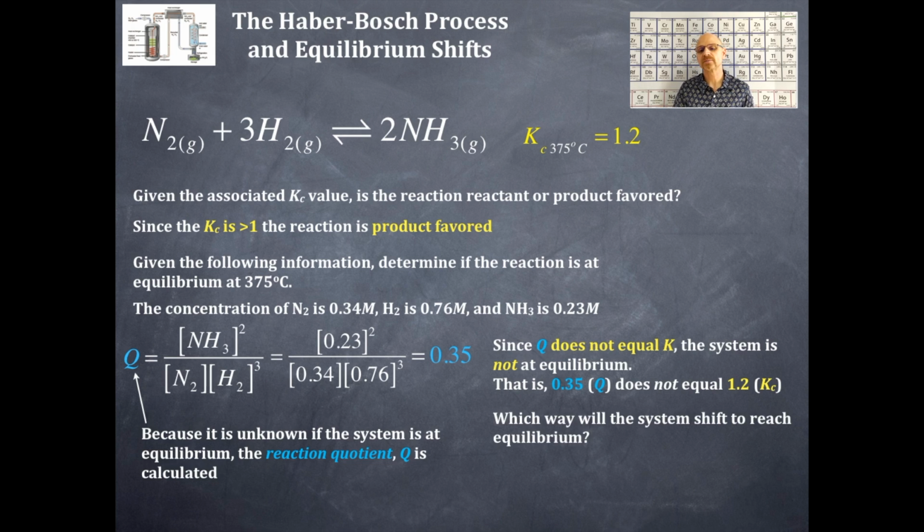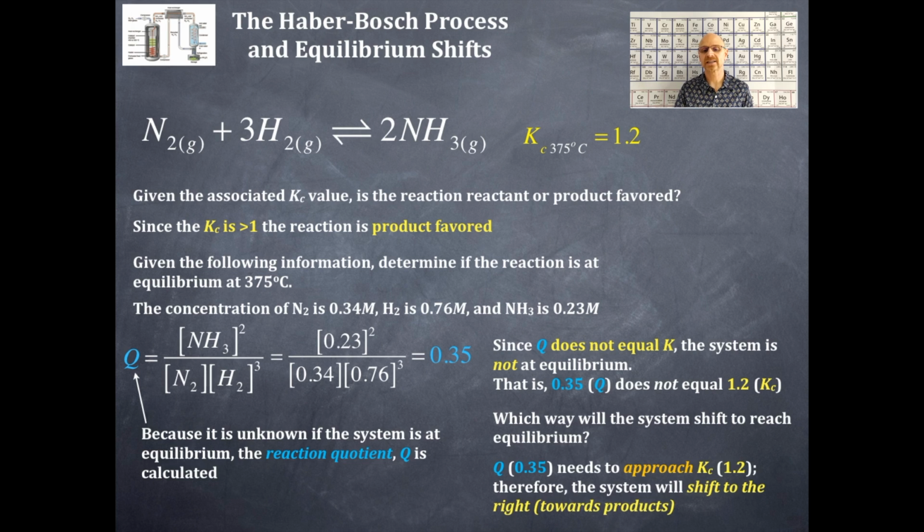Which way will the system shift in order to approach equilibrium? Remember, this is a dynamic system here. All equilibriums are dynamic. That means that it will shift to the right or to the left. Now, what I want to do is make the Q go towards the K. If you look at the Q expression, you should see that the products are on the numerator side and the denominator are the reactants.